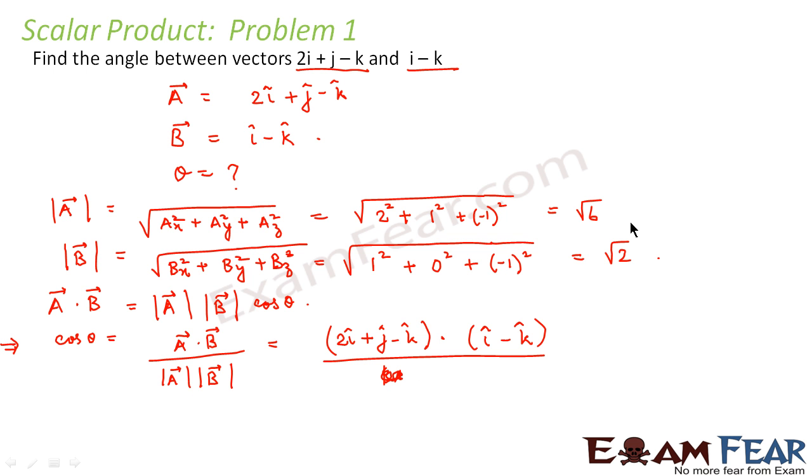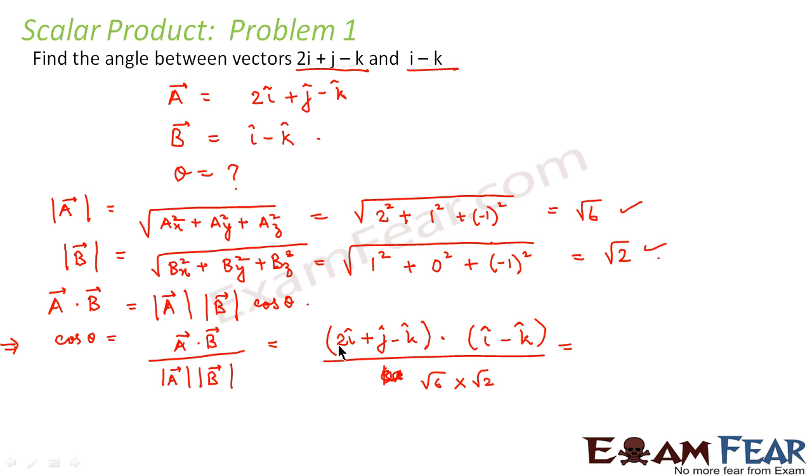What is the absolute value of A? It is root 6 and for B it is root 2. So we can write it root 6 into root 2. Now let us calculate the scalar product. Just now I told you, whenever we have a scalar product this way, I dot k will be 0, I dot j will be 0. So only the I dot I terms will exist, and j dot j, k dot k.